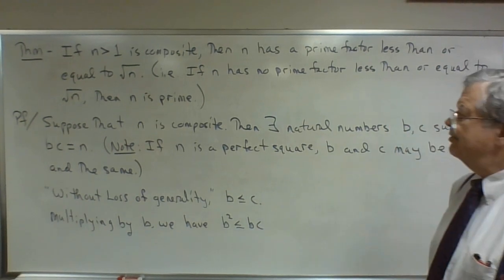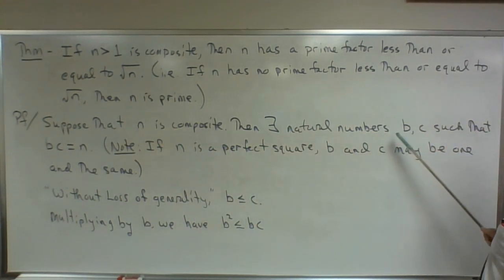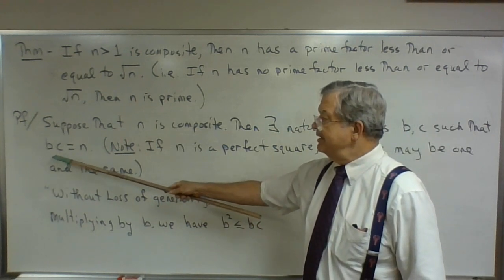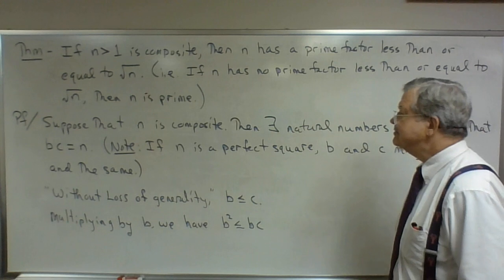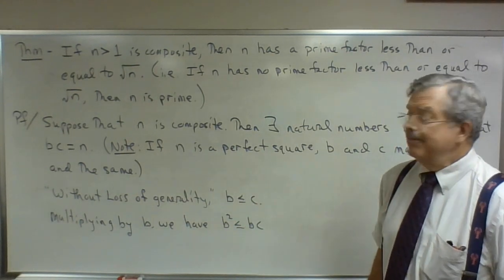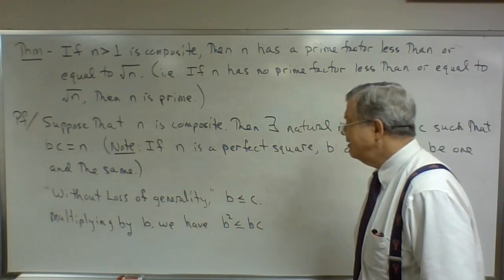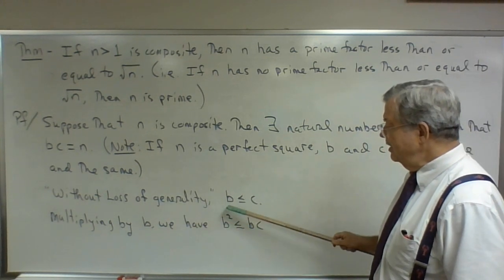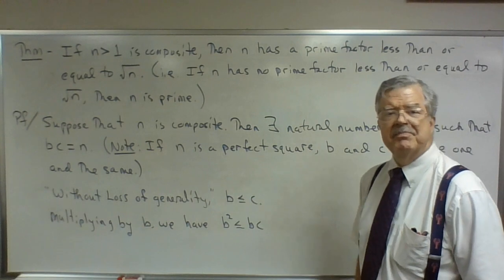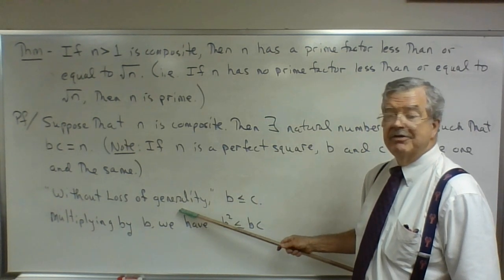Okay, everybody, let's get into this proof. Suppose that n is composite. Then there exist natural numbers b and c, neither of which is 1, such that b times c is n. If n is a perfect square, b and c may be one and the same. If n were 100, b and c could both be 10, for example. Now, without loss of generality, we'll assume that b is less than or equal to c. What does without loss of generality mean? It means if we make this assumption, it in no way compromises the legitimacy of the proof.